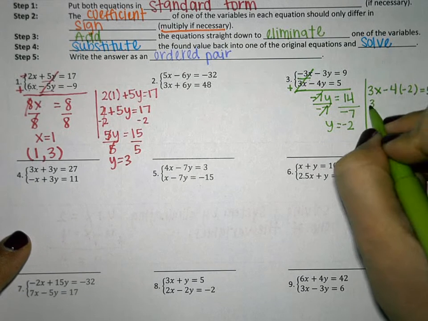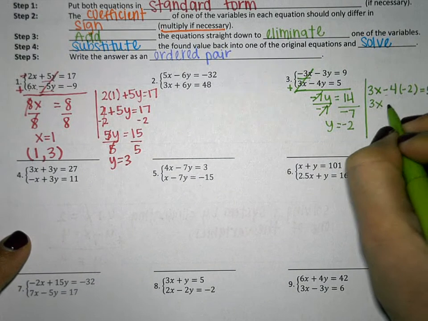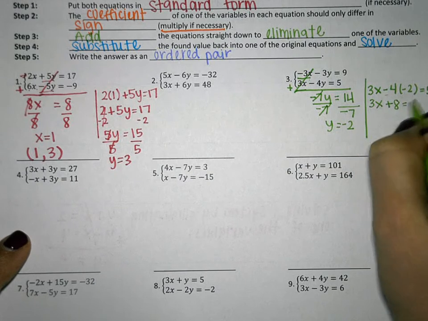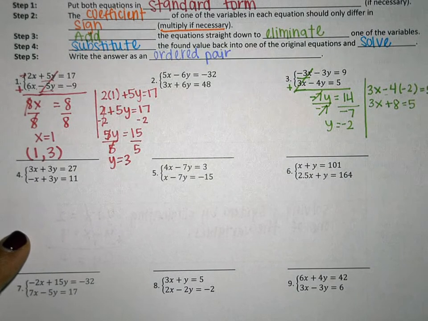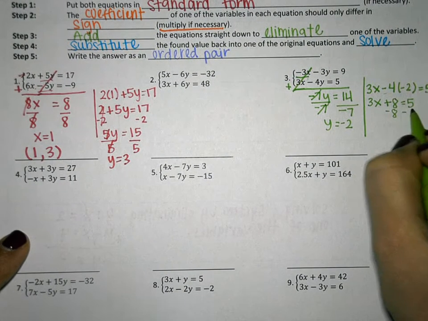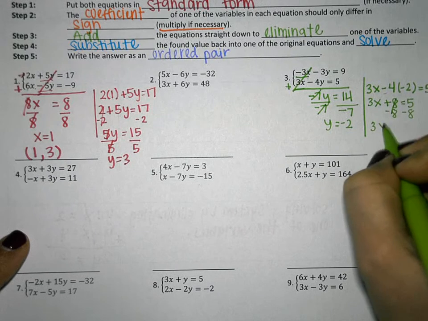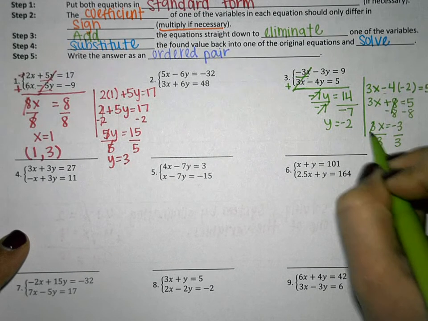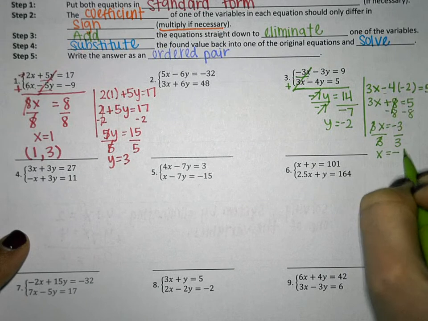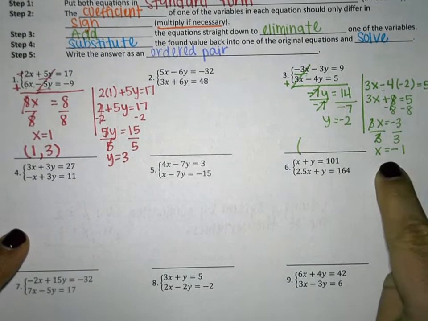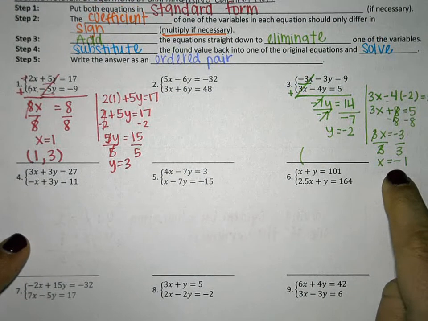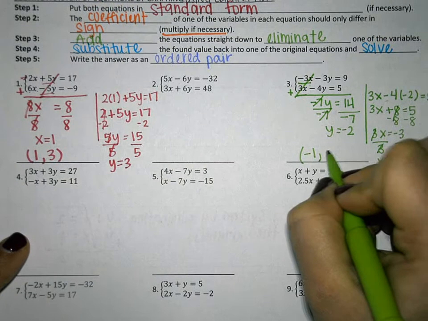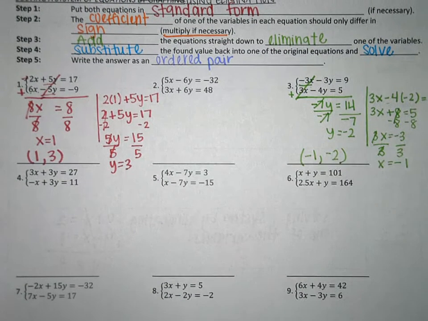So that gives me 3x, negative 4 times negative 2 is plus 8, equals 5. Subtract 8. So 3x equals negative 3, and when I divide both sides by 3, I get x equals negative 1. So my ordered pair is always x comma y. So negative 1, negative 2.